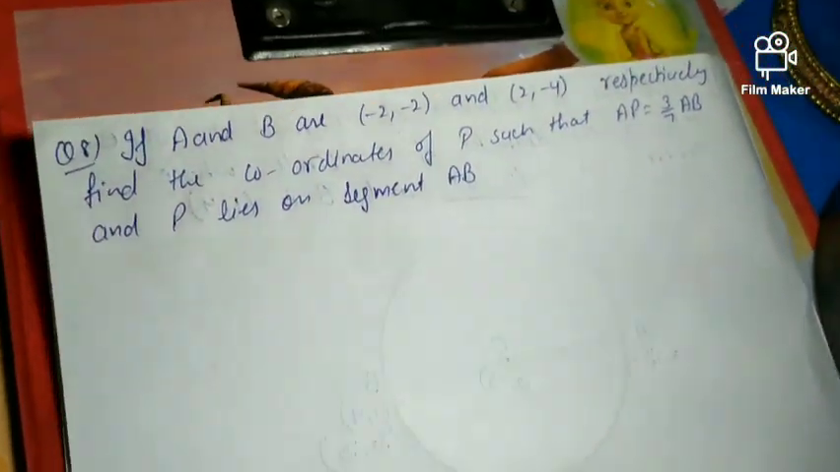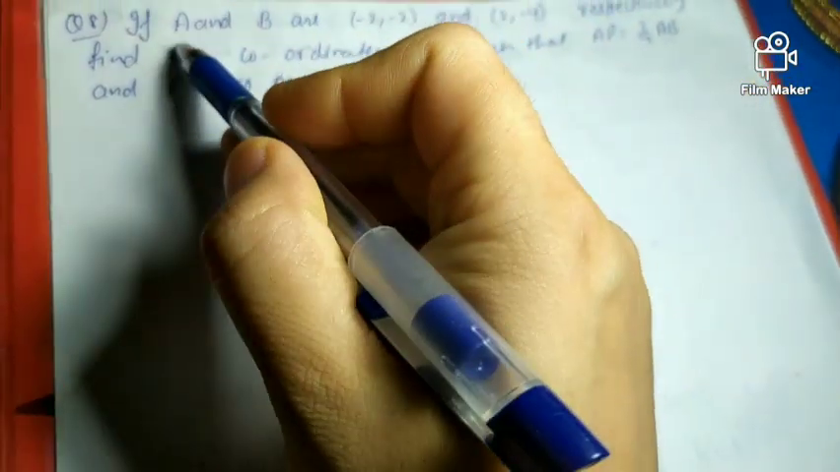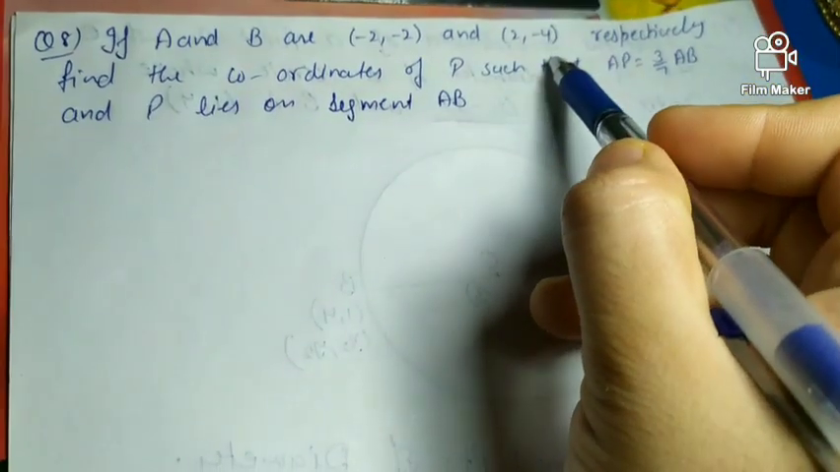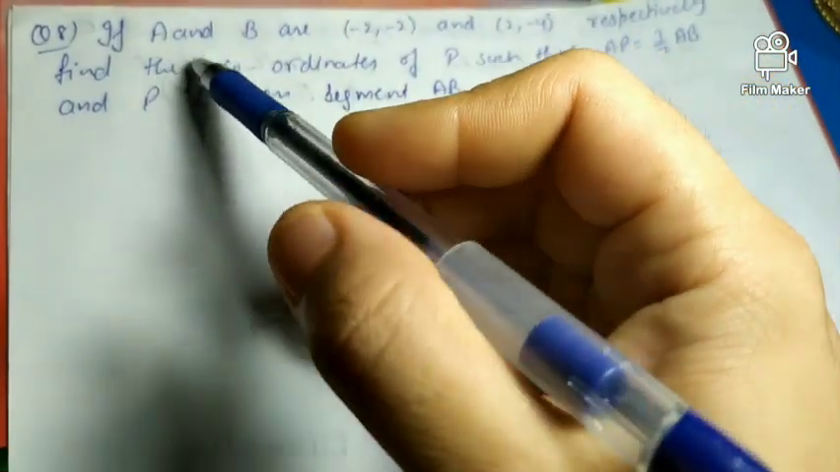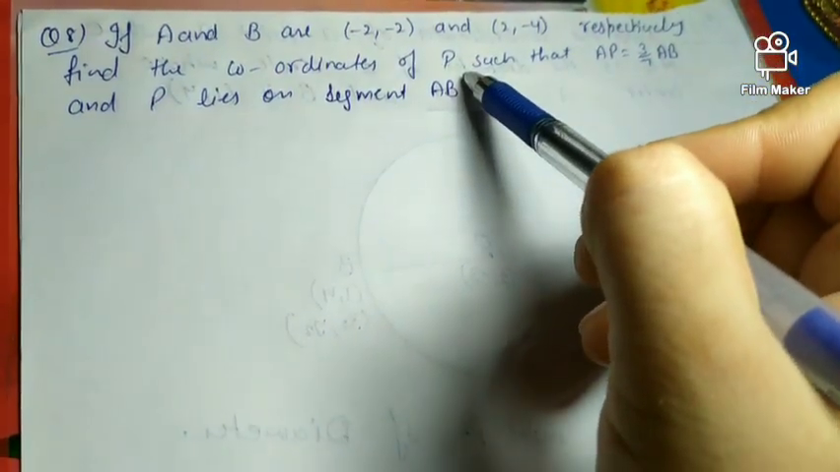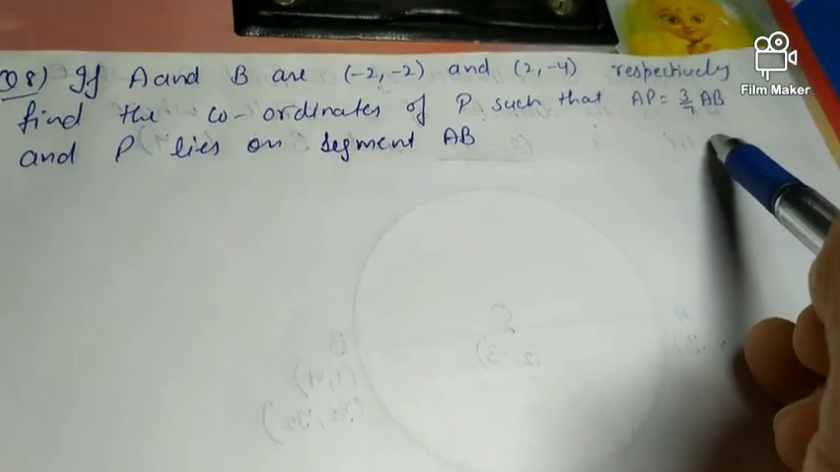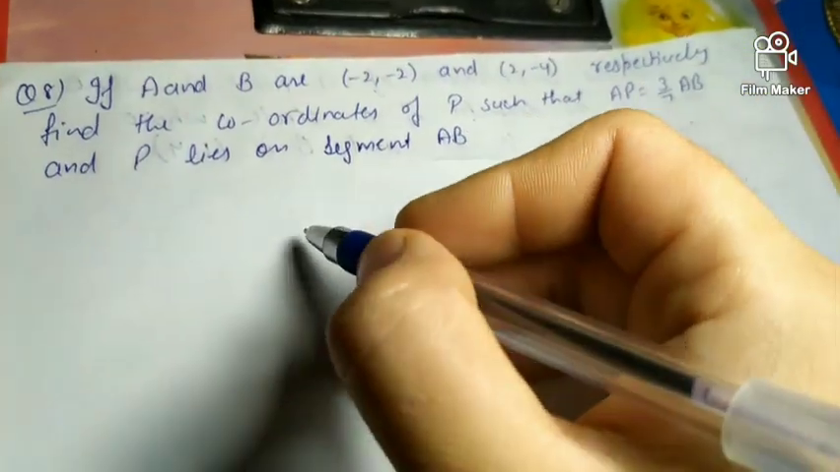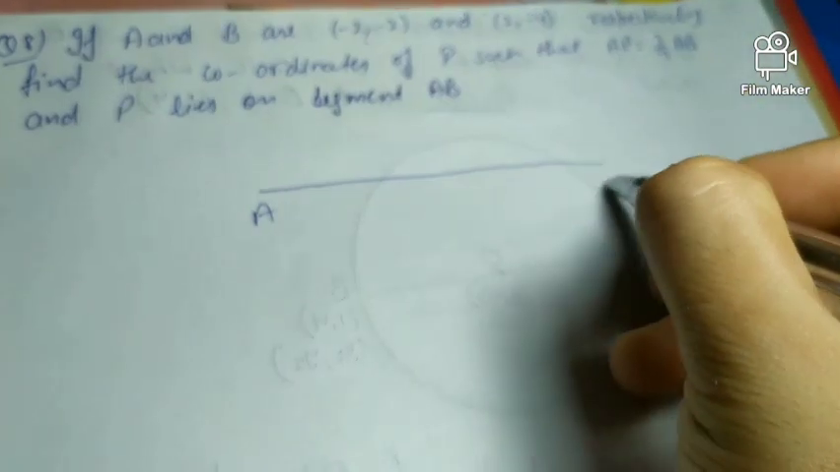Question number 8 is, if A and B have the coordinates of the point A, that is minus 2 comma minus 2, and the coordinates of the point B are 2 comma minus 4 respectively. Find the coordinates of P such that AP equals 3 by 7 AB and P lies on the segment AB. They said we are having a line that is AB.